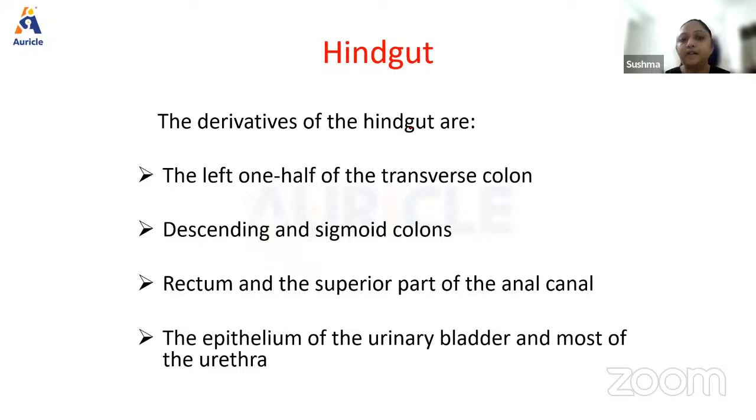Next, let's look at the derivatives of the hindgut. What are the derivatives? I've already told you. The left one half of the transverse colon, descending and sigmoid colon, rectum and superior part of anal canal, and epithelium of the urinary bladder, and most of the urethra.